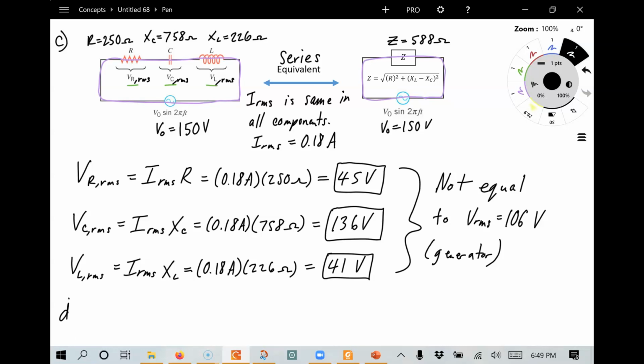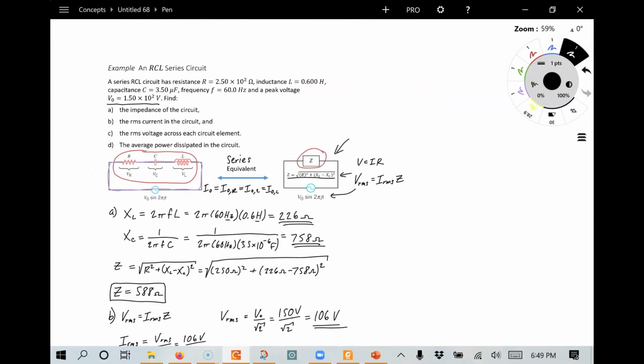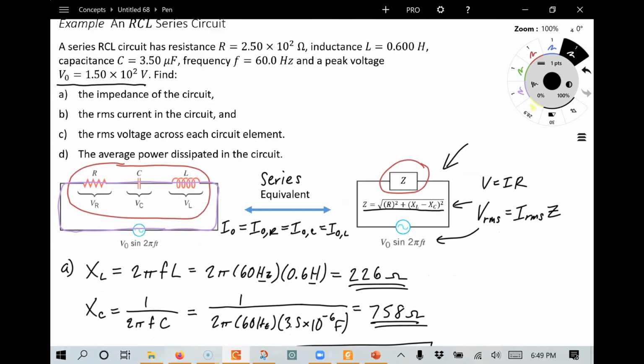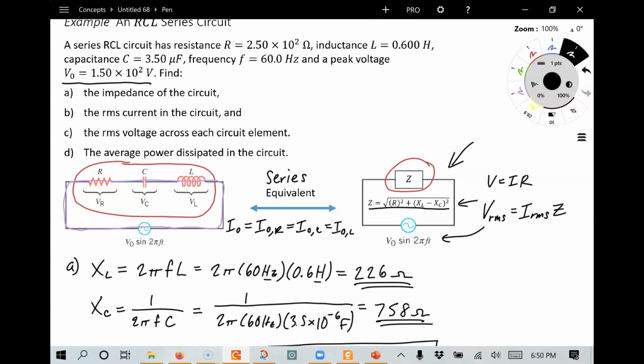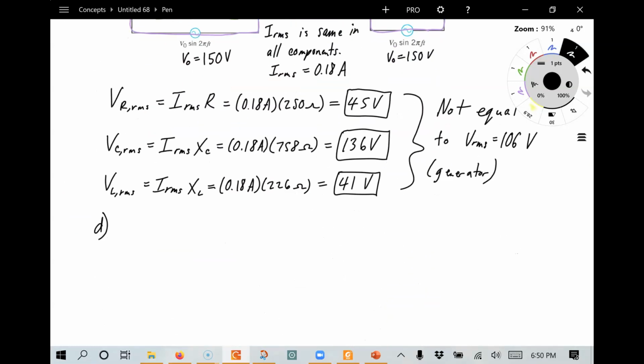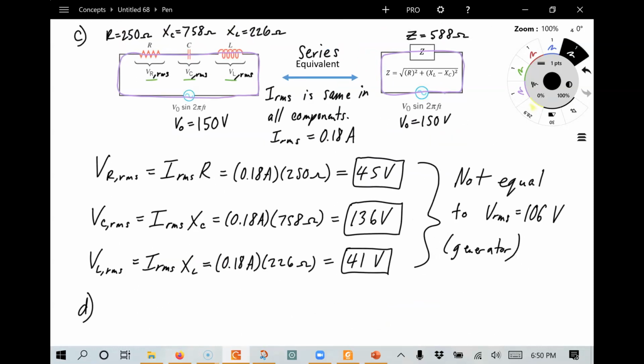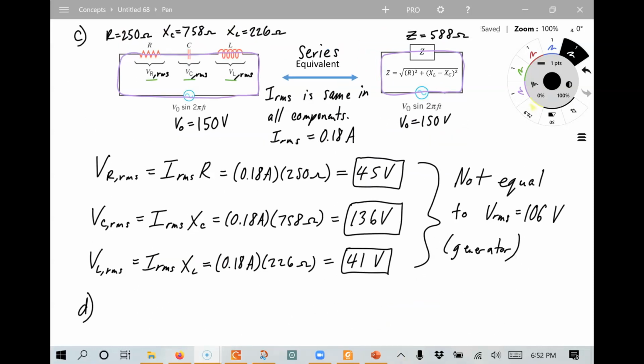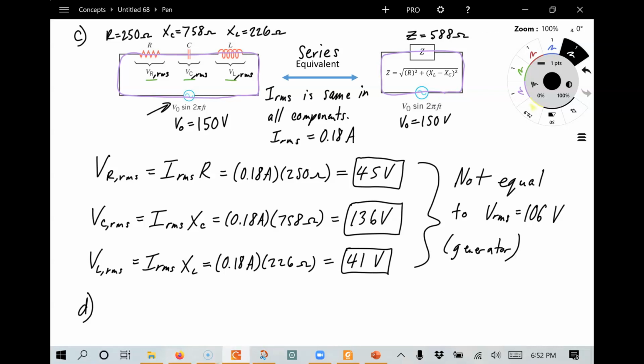All right, we've got one more part, part D. Part D says, find the average power dissipated in the circuit. An important thing here that we're going to learn about AC circuits is that only the resistor loses energy or consumes energy in the circuit. The generator is providing energy to power the circuit, and the resistor is consuming that energy.